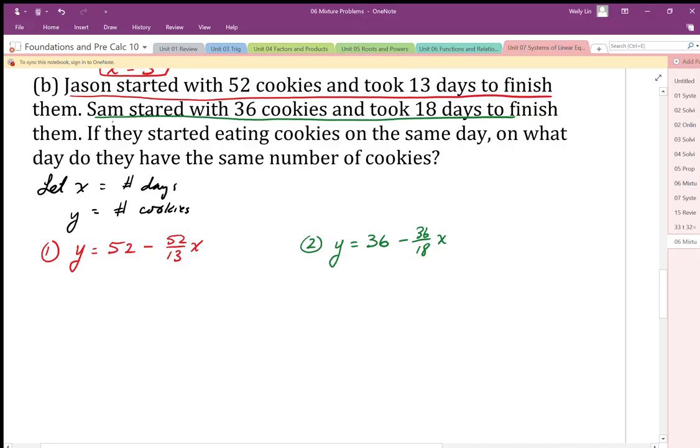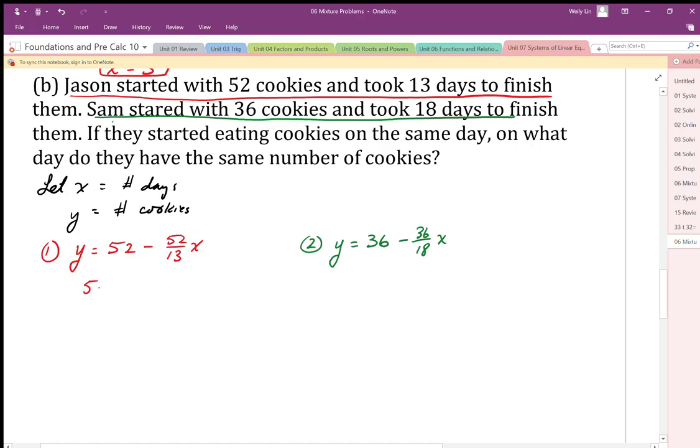So I'm going to simplify those, and what I'm looking for is when the two equations, or the y values, are going to be equal. So when do they have the same number of cookies, and what is the x, or the day that happens? So this system will solve this problem. So I'm going to make these equal to each other.